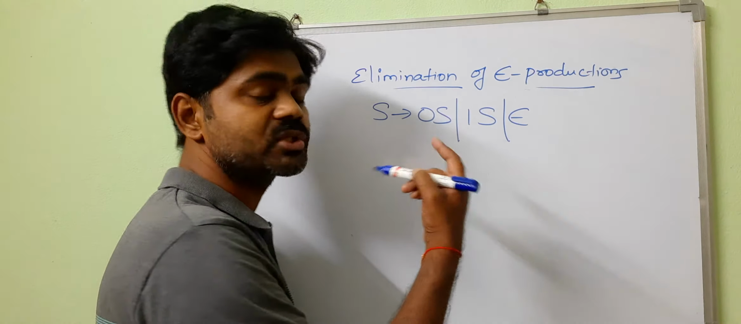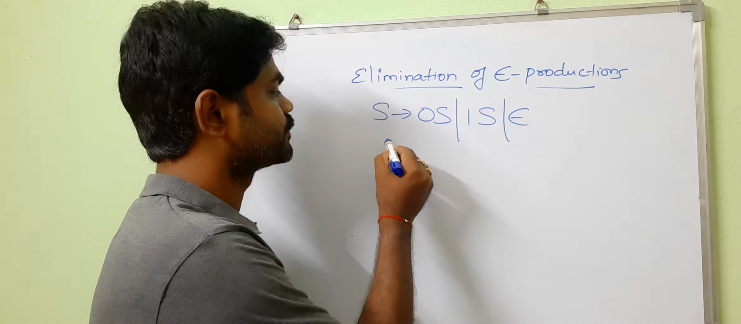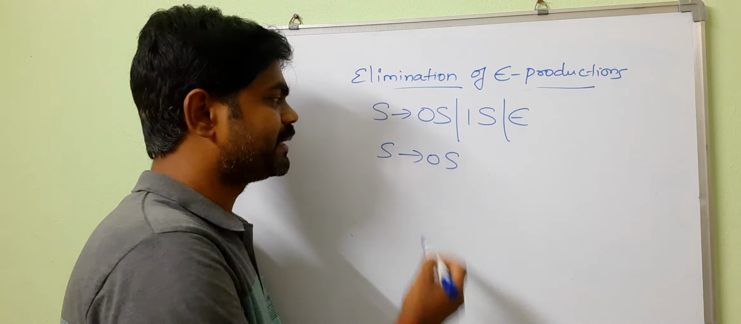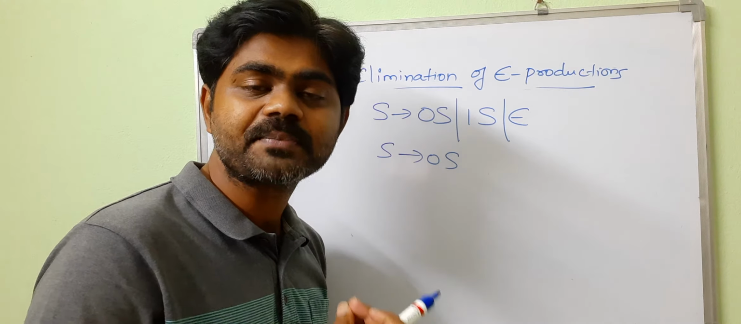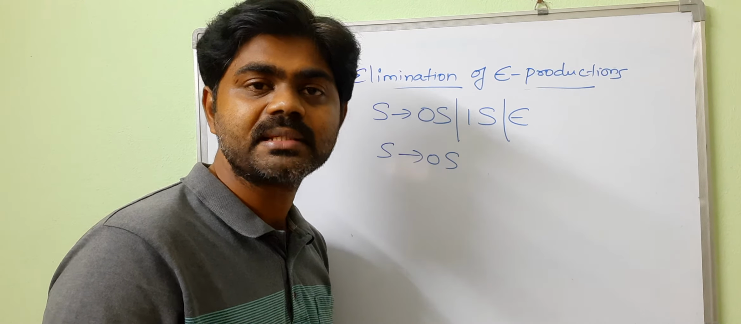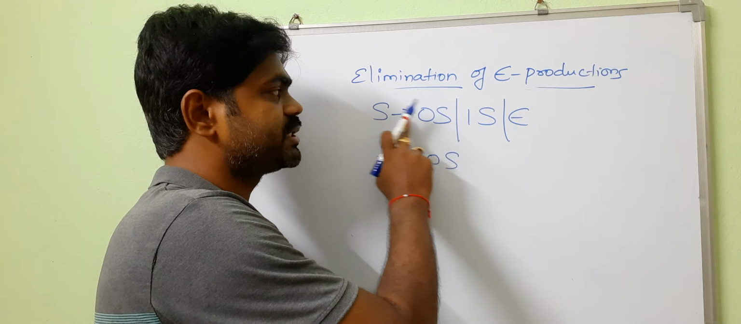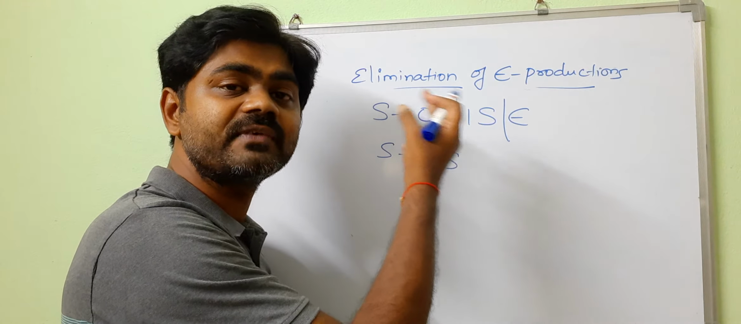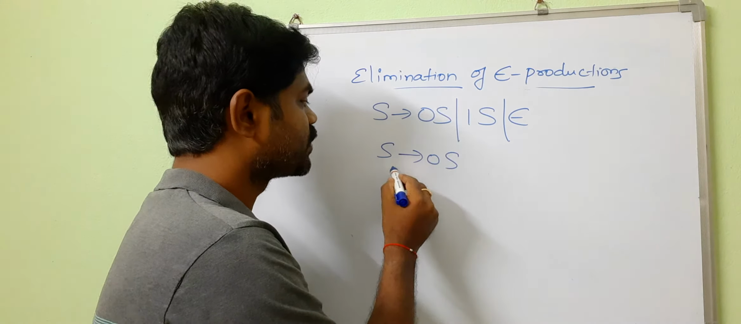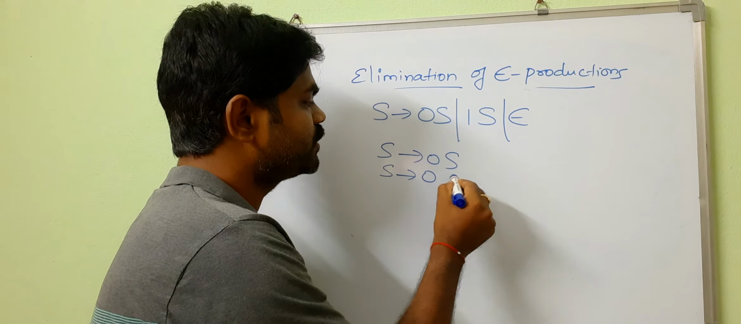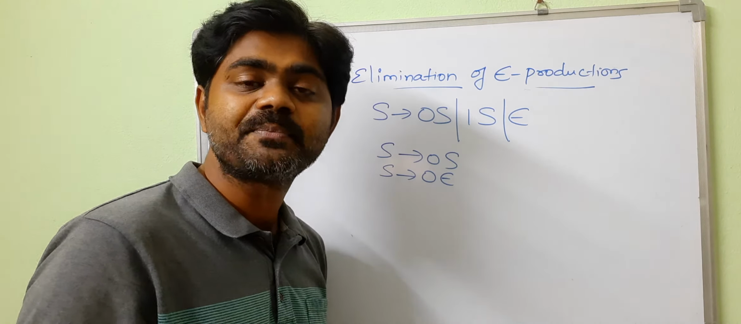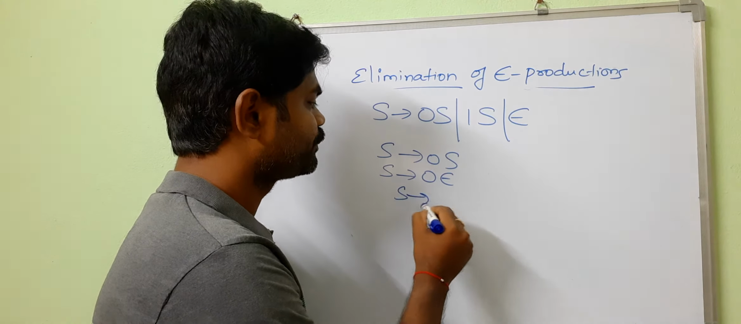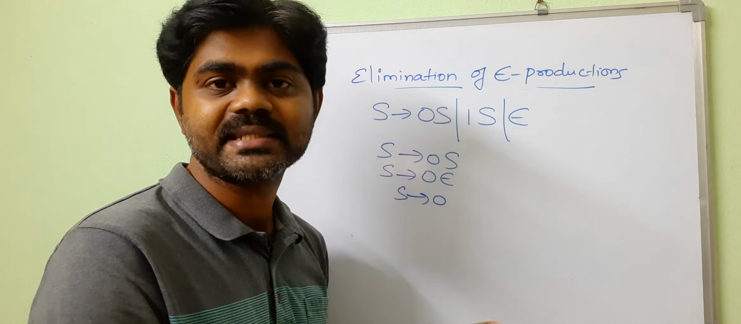Okay, so take S tends to 0S. In the place of S, can we substitute epsilon? We have a production S tends to 0S, S tends to 1S, S tends to epsilon. So in the place of S, I can substitute epsilon. So what I get? S tends to 0 epsilon. So epsilon is nothing as we know. So what we get finally? S tends to 0. So keep it aside.